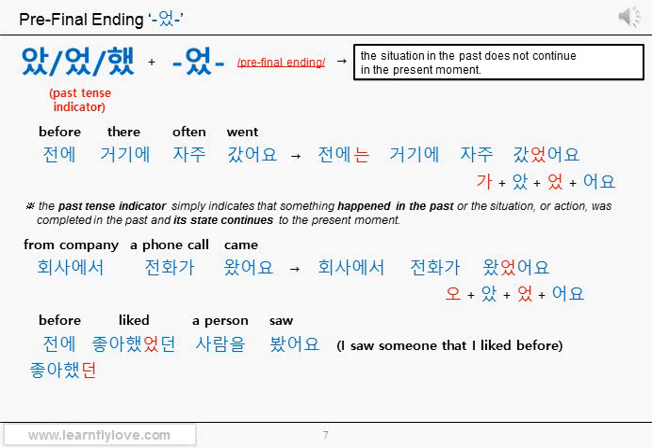Let's learn about the difference between 좋아했던 and 좋아했었던. 좋아했던 is of course 좋아했 with the past tense indicator plus 던. And 좋아했었던 is the combination of 좋아했, the pre-final ending ot, and the modifier ending 던. 좋아했었던. Let's talk about the modifier ending 던 one more time.